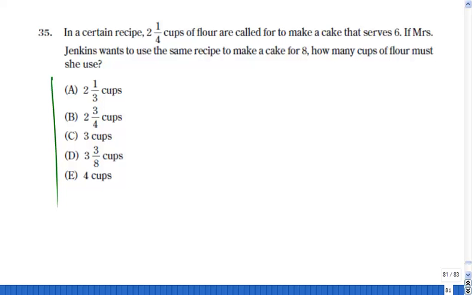Well, you can eliminate at least one of the answers by just looking at the fact that you need 2¼ to make 6. Obviously for 8, I need more than that, right? Which tells me that A cannot be an answer. Or I may be wrong. We'll see. How can I solve this problem here? What do you guys think?